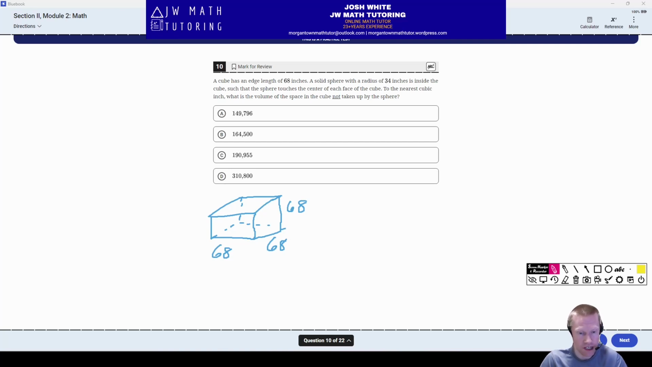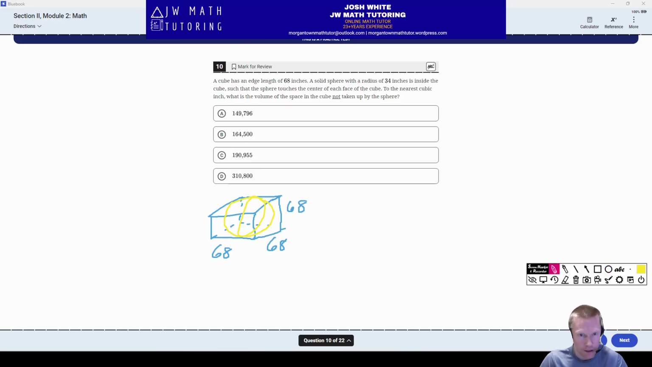It's kind of like the sphere is tangent to each face of the cube, if you want to think about it that way. So this is not going to be a great picture, but you have the sphere kind of inside here, touching each face of the cube. You could also draw a thing kind of like that direction as well.